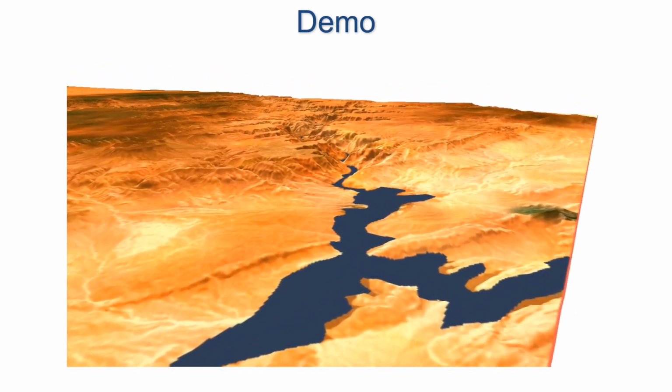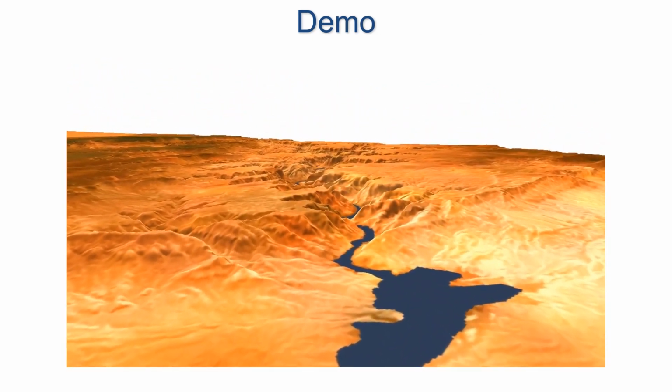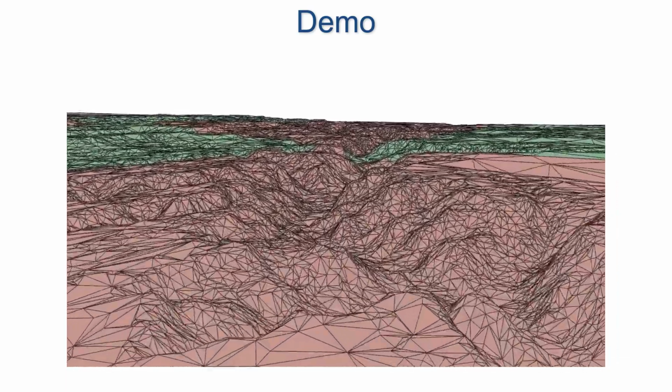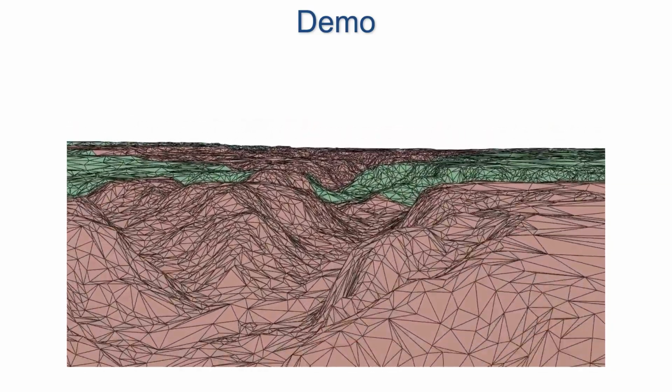Here is the demo from 25 years ago, which used an elevation map near the Grand Canyon. We alternate between showing the mesh connectivity and the resulting textured surface.